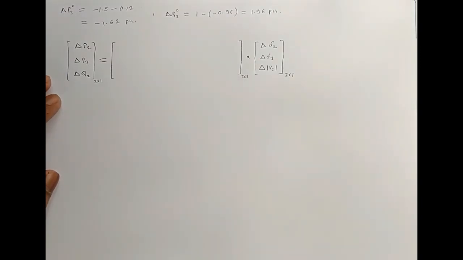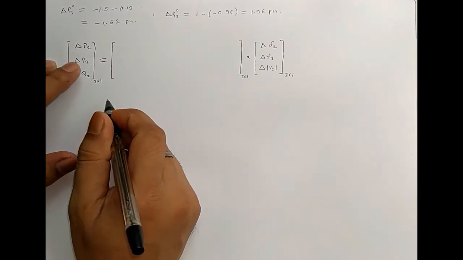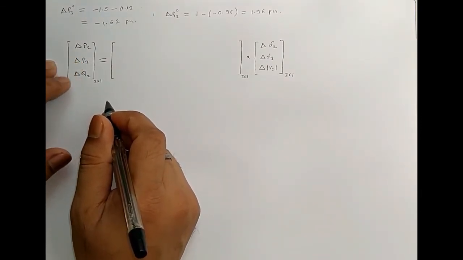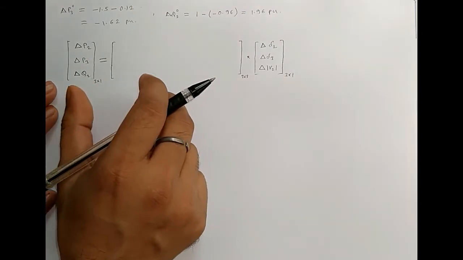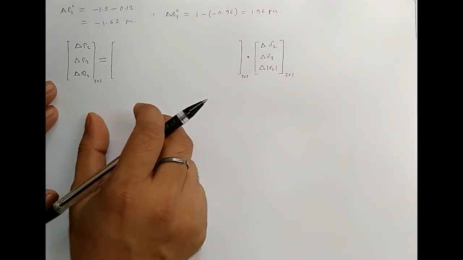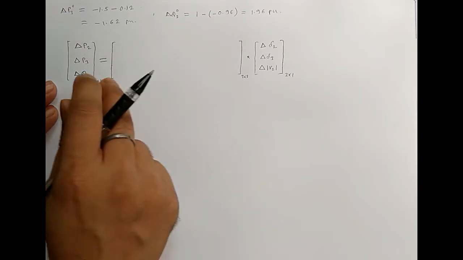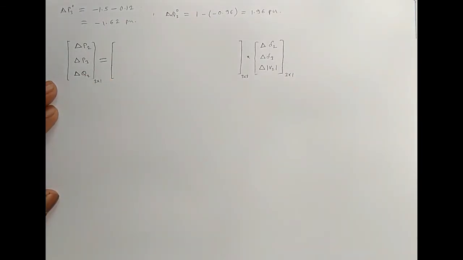Now how will the Jacobian matrix be formed? In the previous classes, we solved the nonlinear equation in the form of this matrix form. See that problem, that equation.